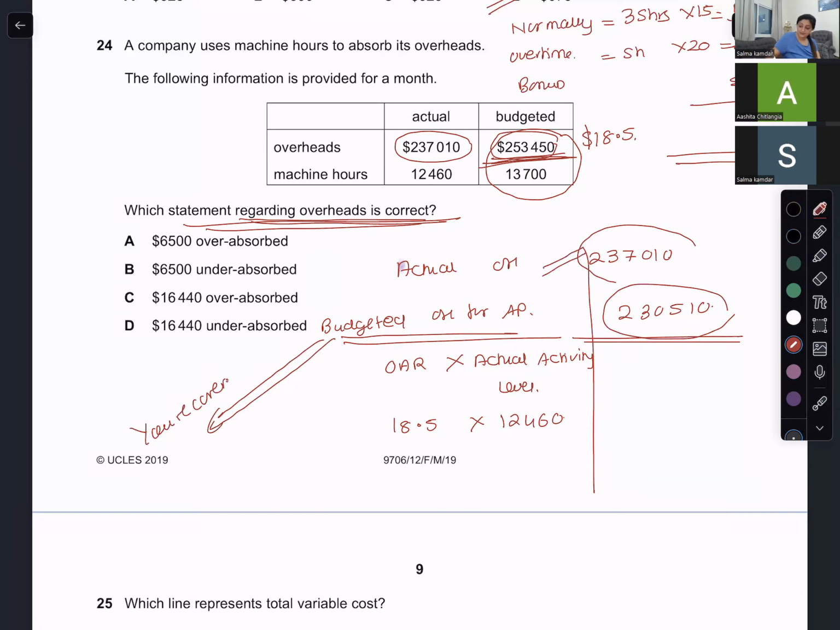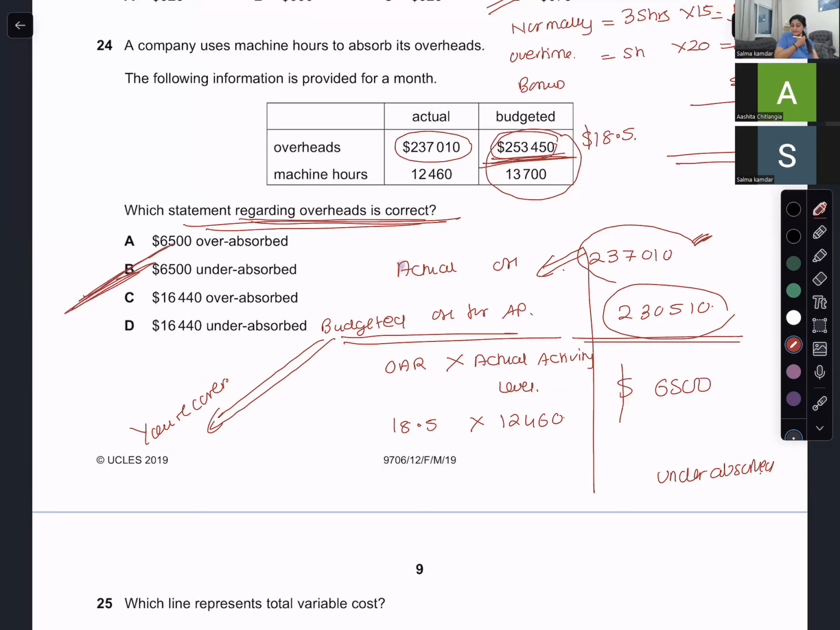But your actual expense is 237,010. But you have recovered only 230,510. So under absorbed. I said correct first. You are not clear with your concept. Okay. 237,010 minus 230,510. So what is it? B.